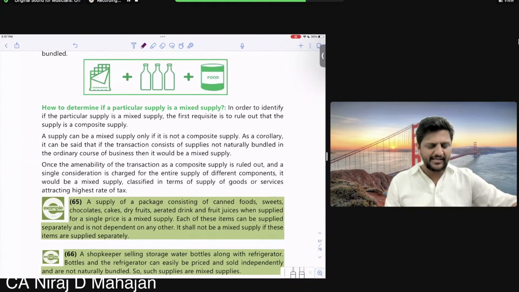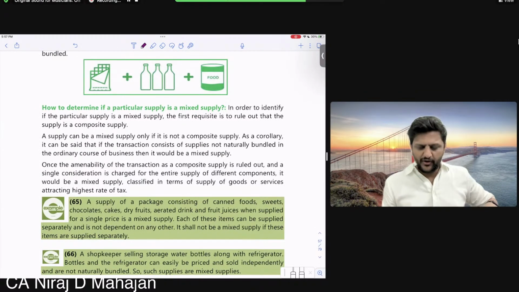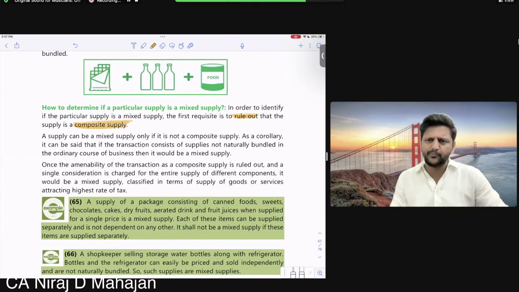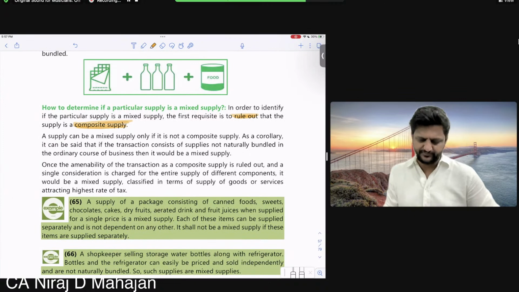So whether it is mixed supply or not, first of all, what you have to see is that you have to rule out that it is a composite supply. If they are not naturally bundled together, then we put them as mixed supply, right?